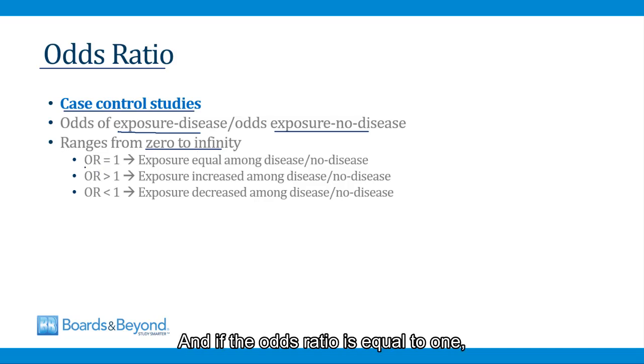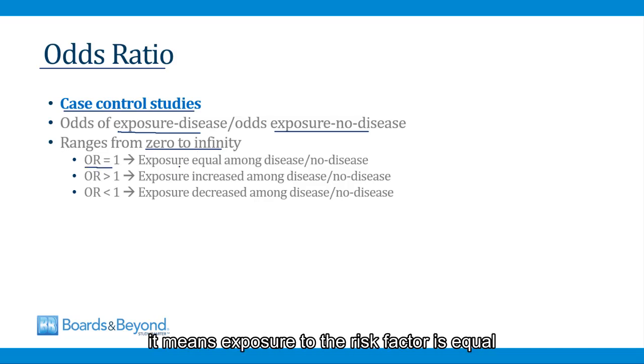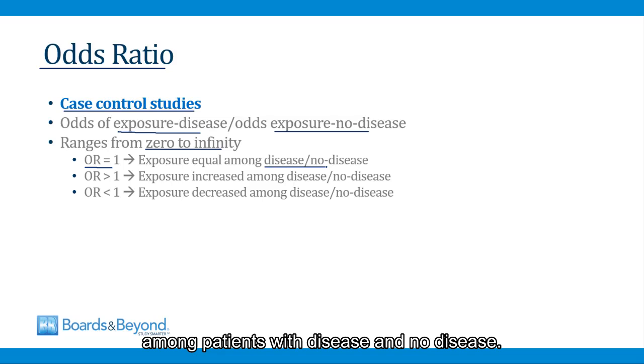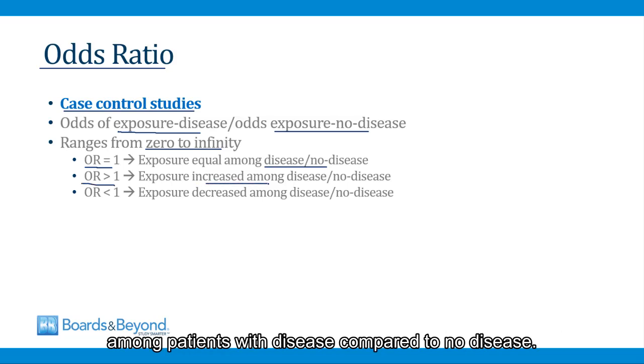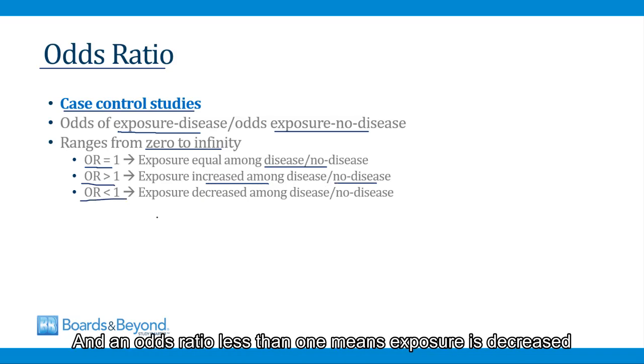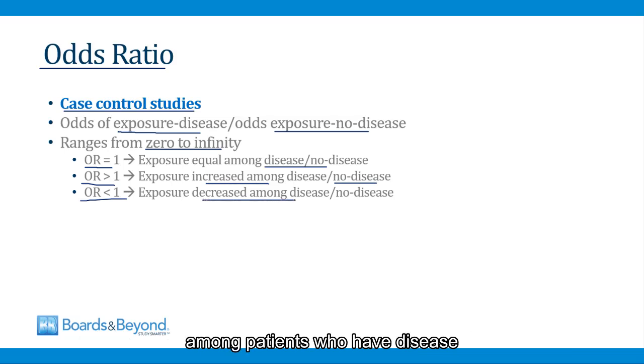And if the odds ratio is equal to 1, it means exposure to the risk factor is equal among patients with disease and no disease. An odds ratio greater than 1 means exposure is increased among patients with disease compared to no disease. And an odds ratio less than 1 means exposure is decreased among patients who have disease compared to those who do not.